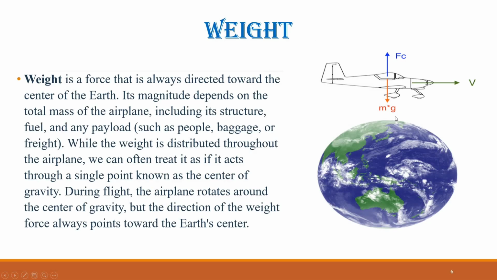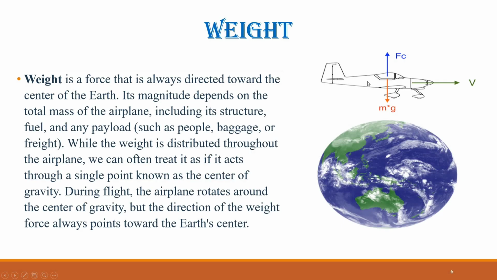Weight. Weight is a force that is always directed toward the center of the Earth. Its magnitude depends on the total mass of the airplane, including its structure, fuel, and any payload, such as people, baggage, or freight. While the weight is distributed throughout the airplane, we can often treat it as if it acts through a single point known as the center of gravity.